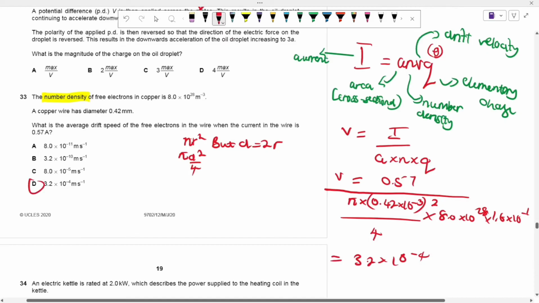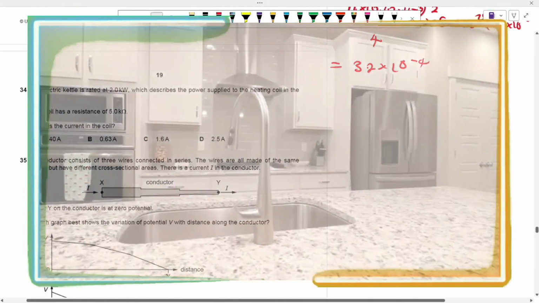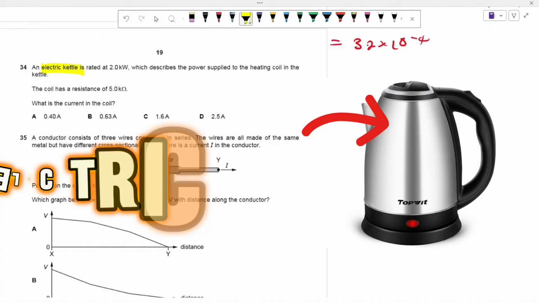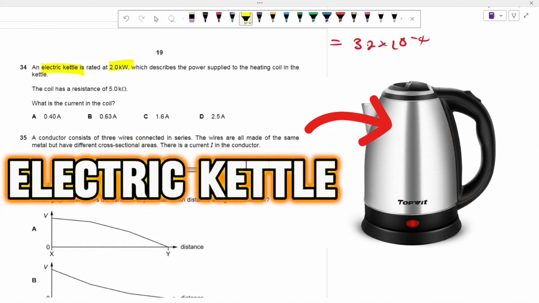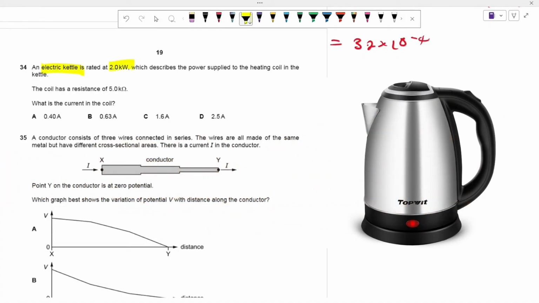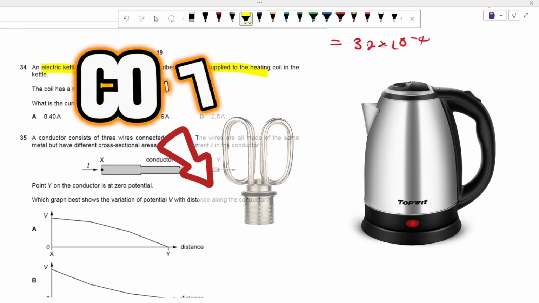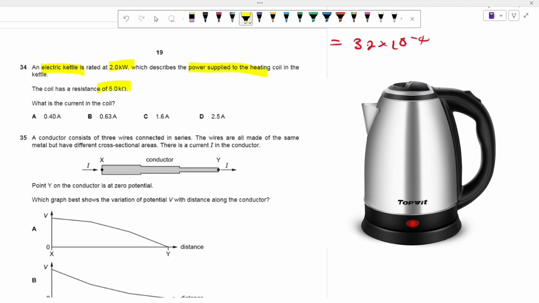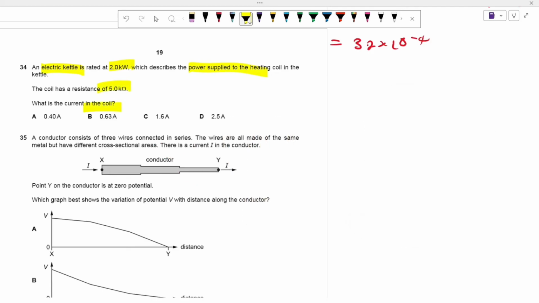34. We have gone to the kitchen, and we're given an electric kettle that is rated 2000 watts. This describes the power that is supplied to the heating coil. So there's a coil inside that kettle, and we're told that the coil has a resistance of 5 kilo ohms. What is the current in the coil? What do we know?